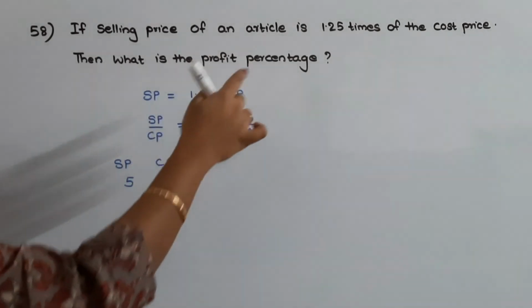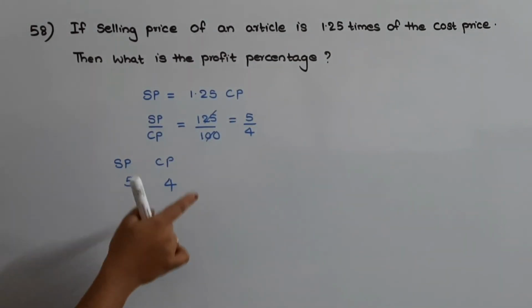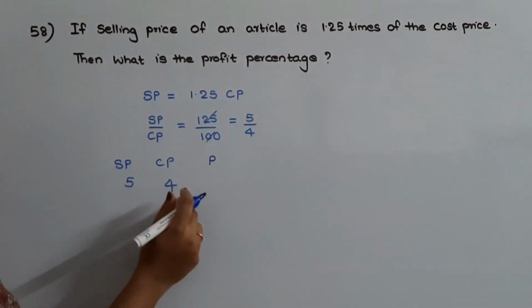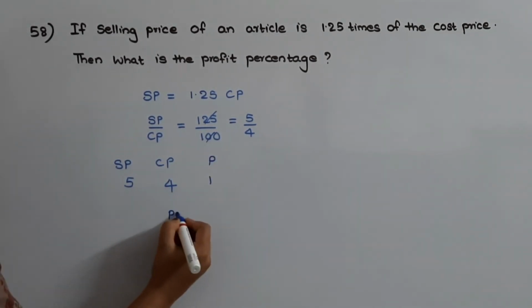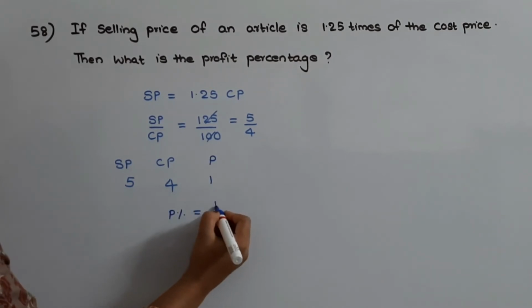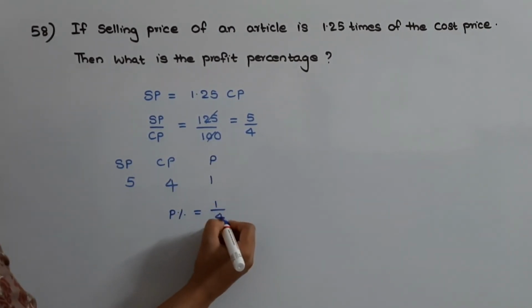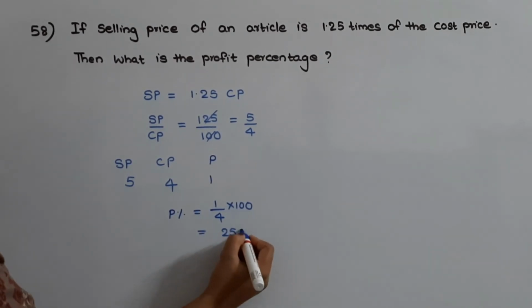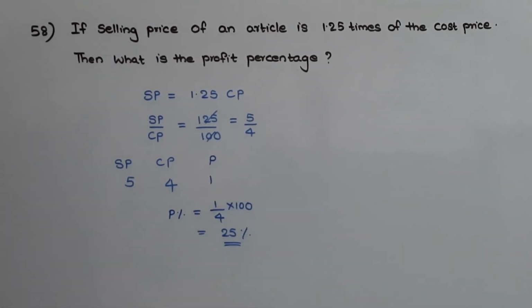Okay, so we need to find out the profit percentage. So what will be the profit? Profit will be equal to selling price minus cost price, that is 5 minus 4, that will be equal to 1. Then profit percentage will be equal to profit, that is 1 by cost price, that is 4 into 100. Okay, on solving this we will get it as 25%. So this is the answer.